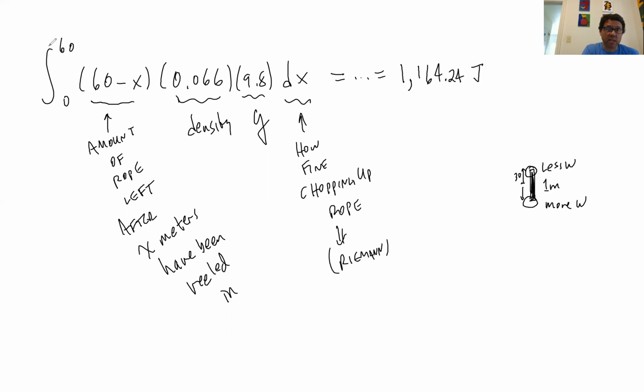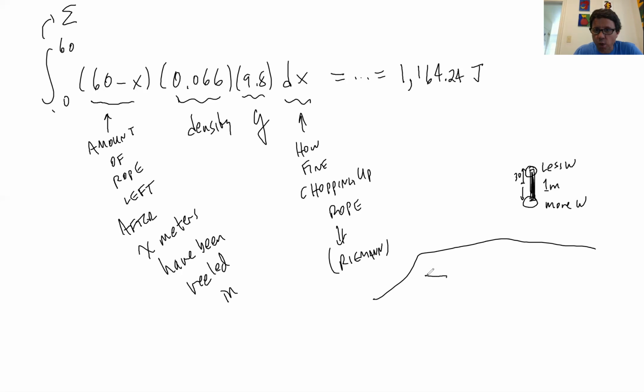This 0 to 60. Anytime you see an integral, you can think of this as adding up every part of that 60 meter rope. Whether I chop it into 1 meter sections, centimeter sections, or nanometer sections, it might be overkill if you did that, but that's where all of the pieces come into play. Now, before we take a break, because I know we've been talking a while, let me say this.